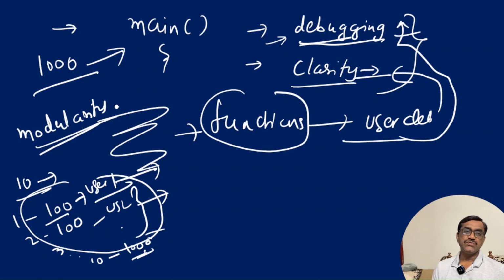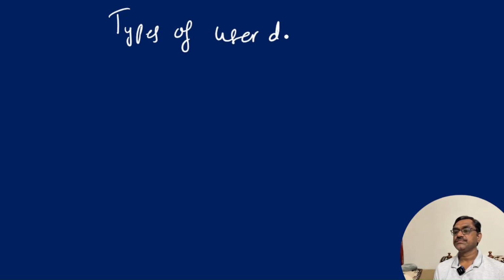So it is better to use user-defined functions whenever the program is lengthy. But the calling of user-defined functions starts from main only. Without main, you can't use user-defined functions. Now we will see how to write user-defined functions. Before going to the syntax, we are going to see the types of user-defined functions.